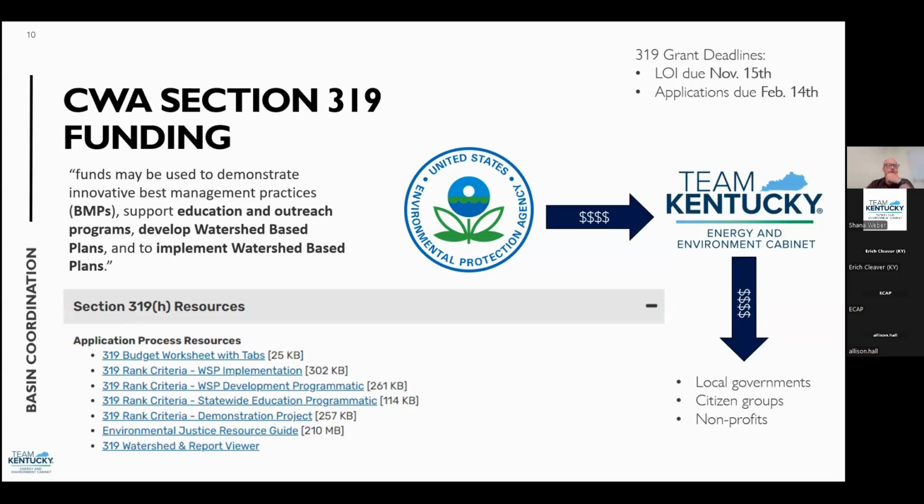Funds can be used for best management practices, education and outreach programs. We can do watershed planning, and then we can do project planning based on the watershed plans. Our grant cycle for the next year is just now starting to kick into gear, with letters of intent due November 15th, and applications due February 14th, Valentine's Day of next year. So if any of y'all is part of an organization or an area that might be interested in watershed planning, or if you have an existing watershed plan and you want to do some projects, be thinking about getting those letters of intent in as soon as you can.